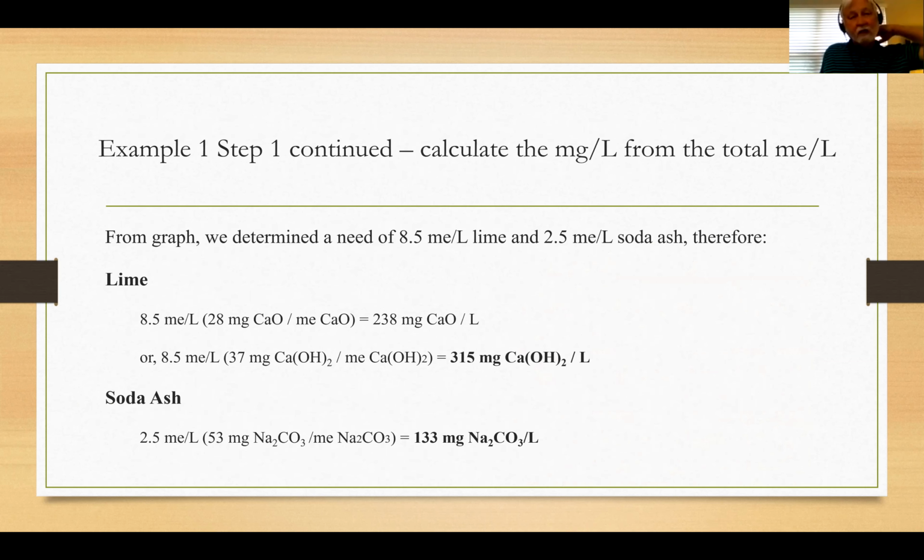So CO2 must be dealt with. Again, we don't have much choice. And if I add lime to CO2, I produce calcium carbonate.